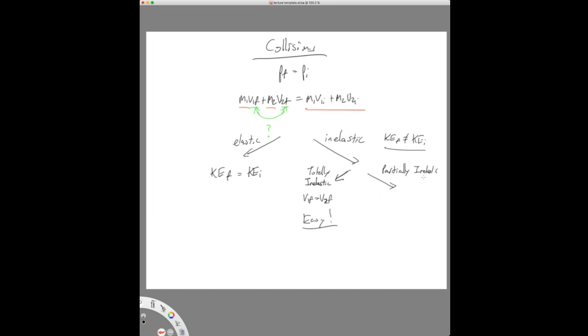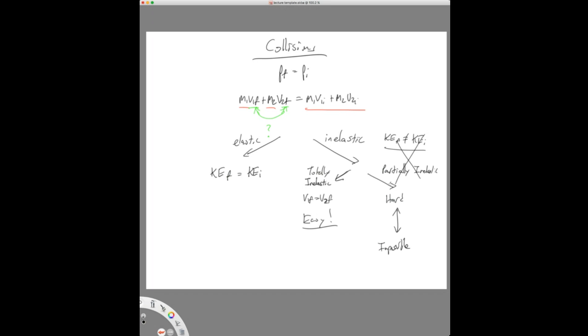Partially inelastic collisions are somewhere between hard and impossible. So we won't really do these. Okay, we won't really do any of those. Why are they between hard and impossible? Because what happens in a partially inelastic collision is we lose some kinetic energy, but they don't stick together.